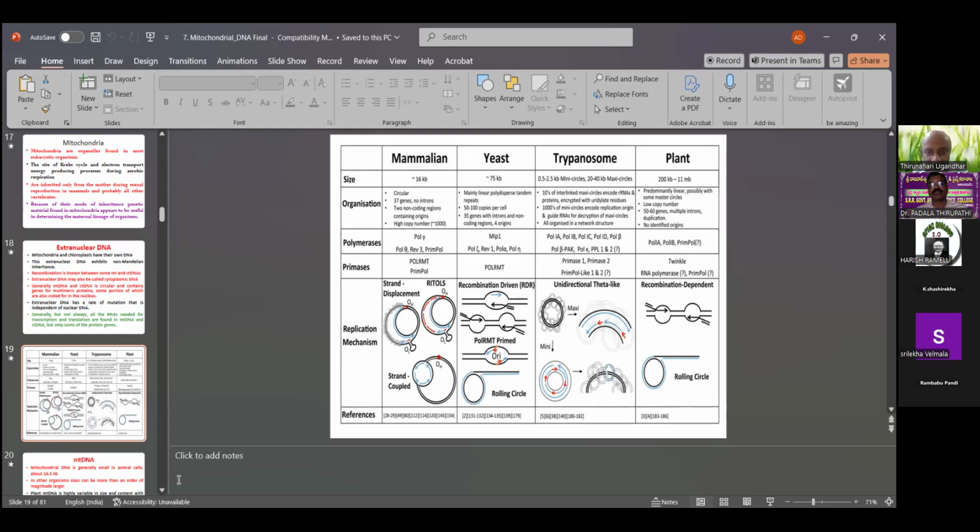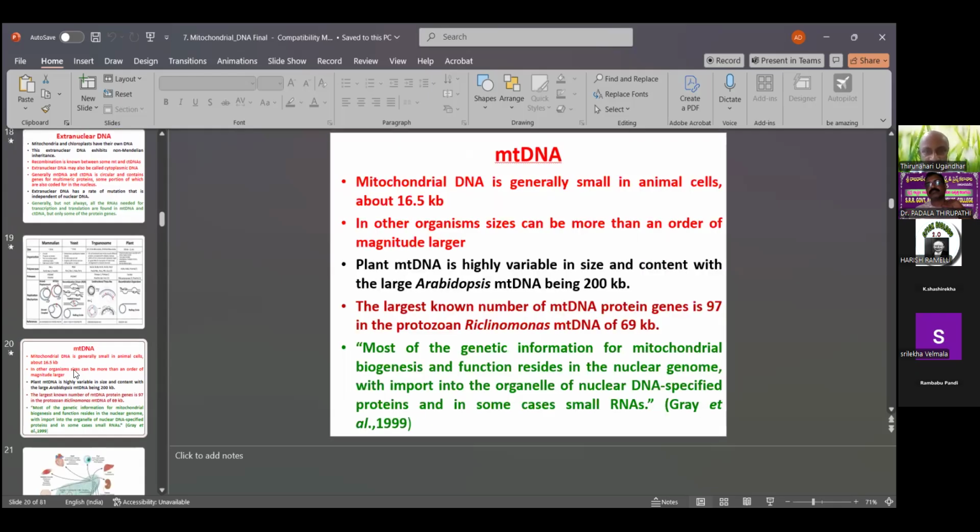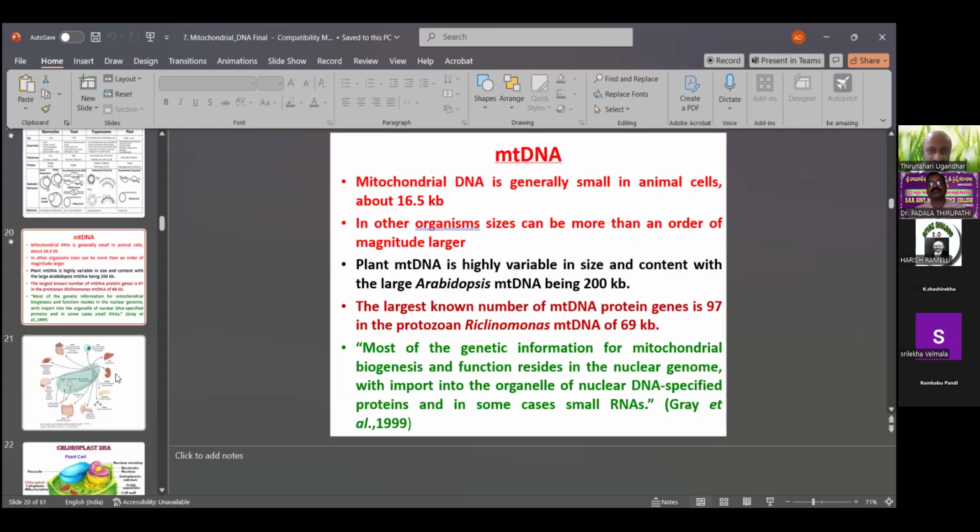Then there are the polymerase enzymes. There are types of polymerase enzymes in mammals, yeast, trypanosome organisms, and plants. Then primers. Then the replication mechanism: this is replication of the DNA in mammals, yeast, trypanosomes, and plants. That is based on the replication of the mitochondrial DNA. The groups of organisms can be divided into four types to describe the differences in mtDNA. It is also a comparison of these mitochondria.